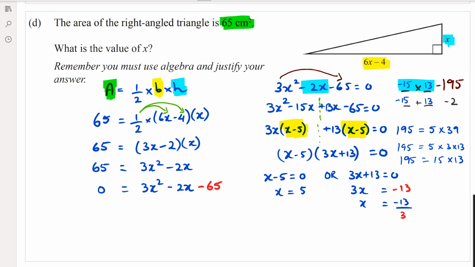One of the things you need to realize is if x is 5, then I'm looking at the height. The height can be 5, so 5 is like a tick. But you can't really have negative 13 over 3 as its height. That means your area will end up being a negative number. In this case, I'm just going to look at the height. The height cannot be negative. So we write a little statement at the end: height can't be negative.